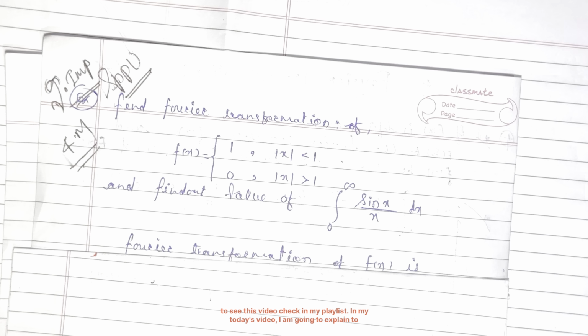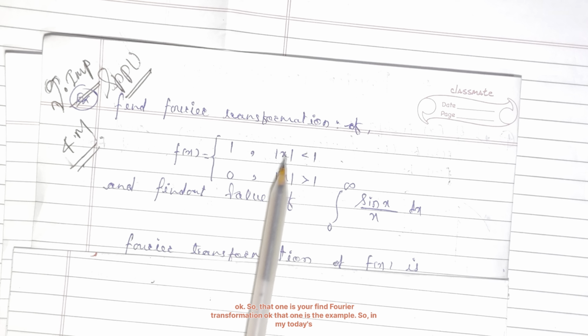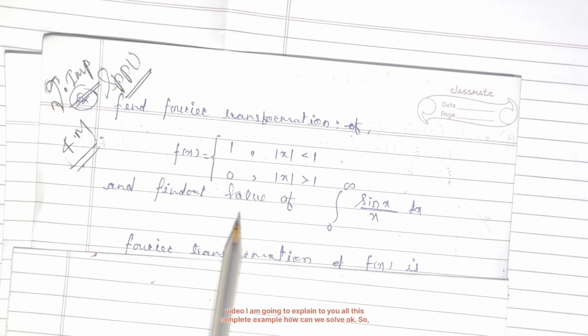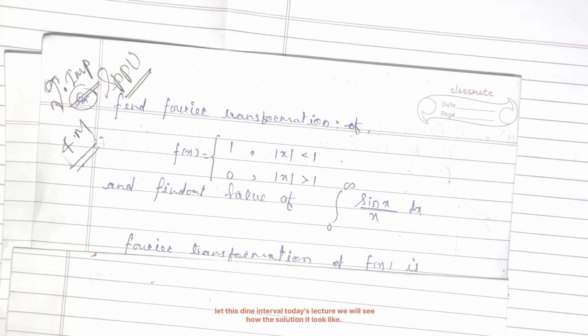In today's video, I'm going to explain one very important example that is asked every year in the SPPU question paper. Find the Fourier transformation. That is the example. In today's video, I'm going to explain this complete example and how we can solve it. So let's dive into today's lecture. We'll see how the solution looks.